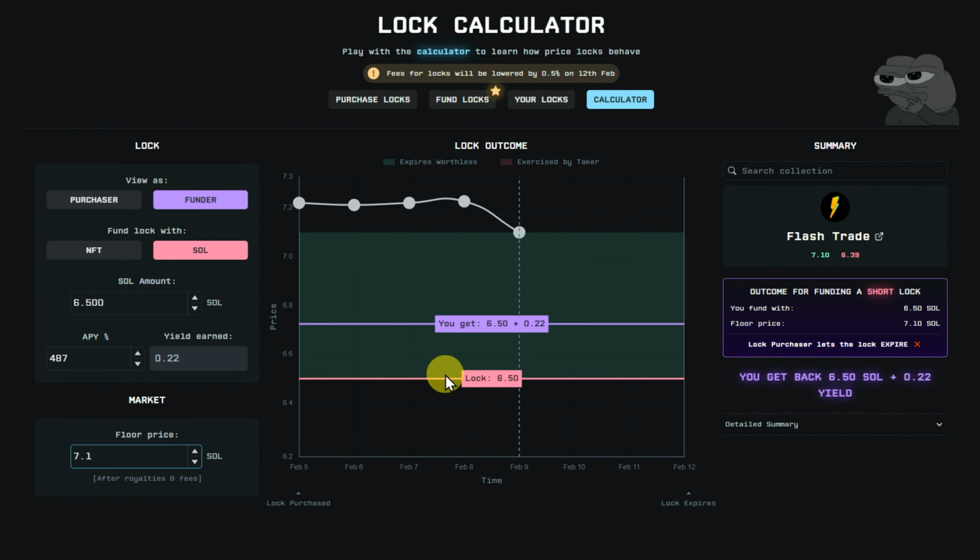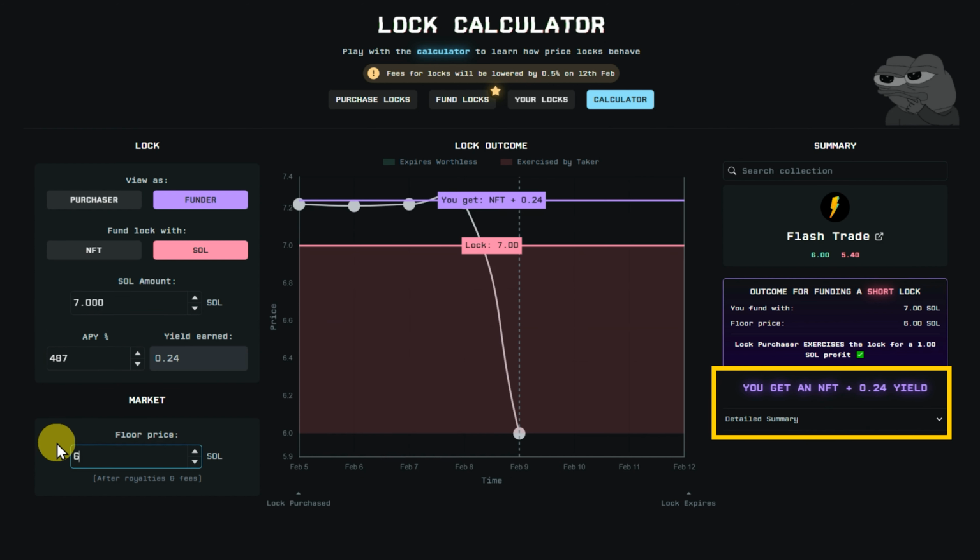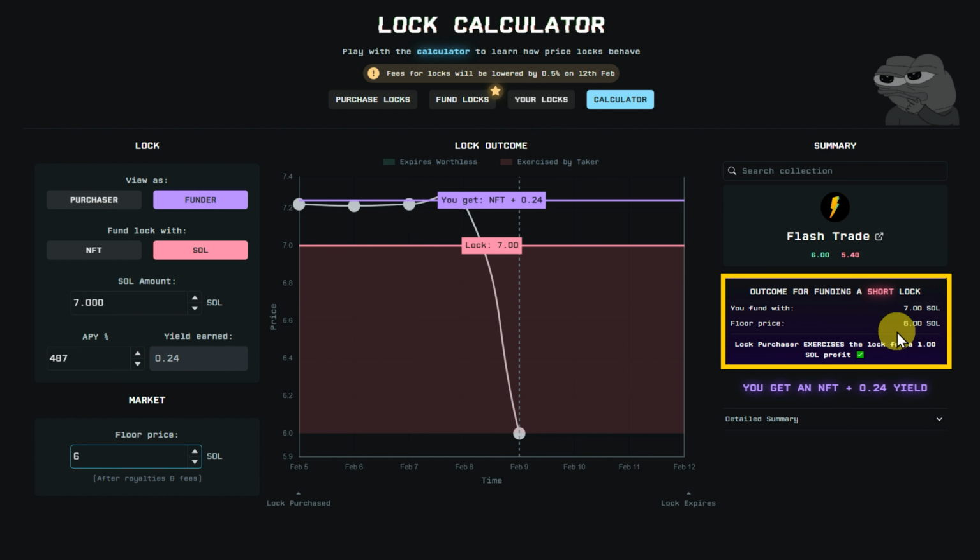If somebody accepts this lock, and they may or may not, the market would need to move down first, and then the price comes up, then the lock purchaser lets the lock expire and we'd get back our SOL and our yield. However, if the floor price goes down to 4 SOL, then we'll get an NFT and our yield. If we make this 7 and this goes down to 6, the lock purchaser exercises a lock for a 1 SOL profit. They do well and we get an NFT and yield. And essentially we will lose 1 SOL because we're funding a short position.